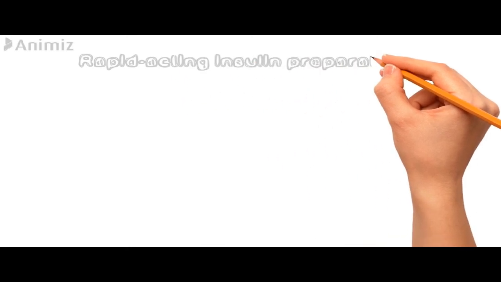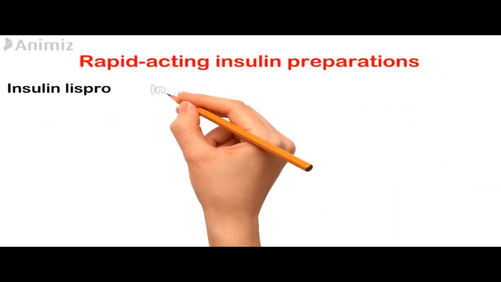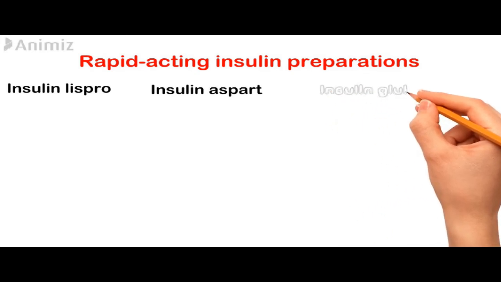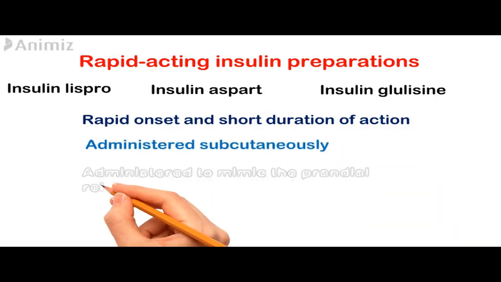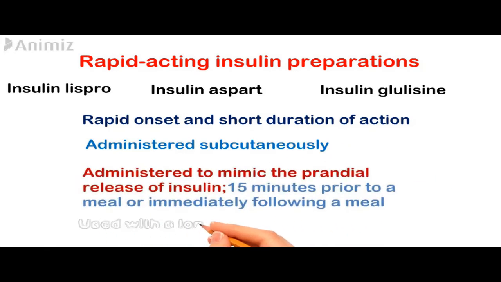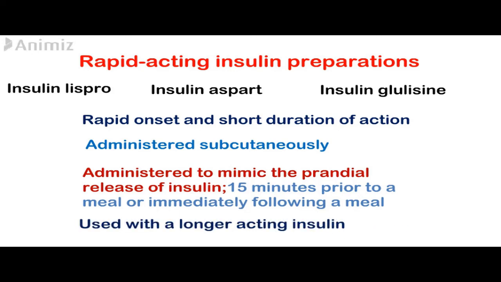Another insulin preparations group are the rapid acting ones. This group includes the insulin lispro, insulin aspart, and the glulisine. They have a very rapid onset and also a short duration of action, and like regular insulin they are administered subcutaneously. They can be administered intravenously in the emergency, but regular insulin is used mostly for that effect. Also, these drugs are administered to mimic the prandial release of insulin, like 15 minutes prior to the meal or immediately following the meal. And mostly they are used with the long-acting insulin, like insulin glargine.